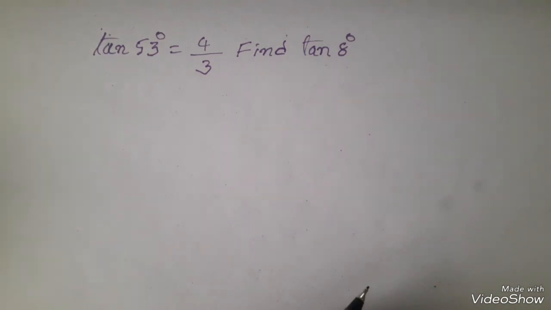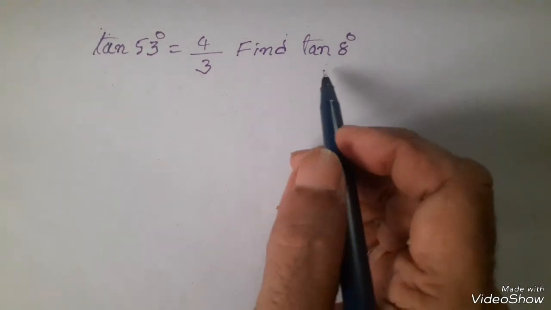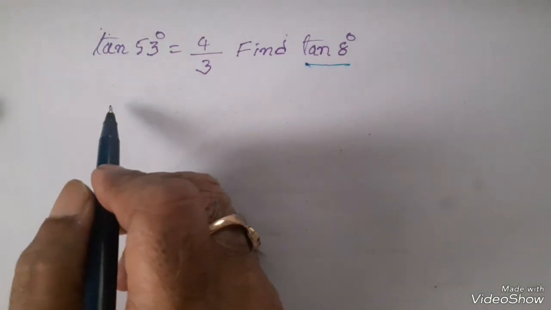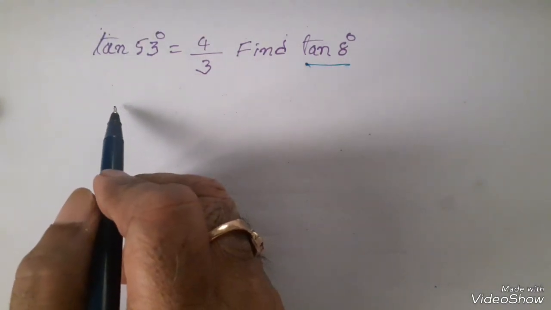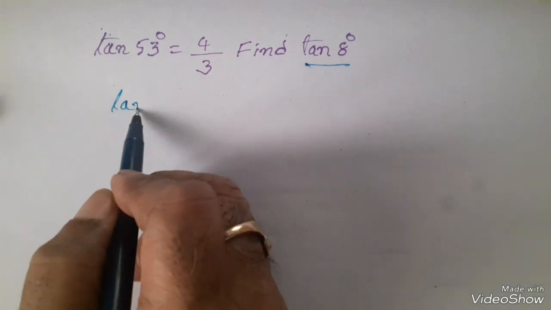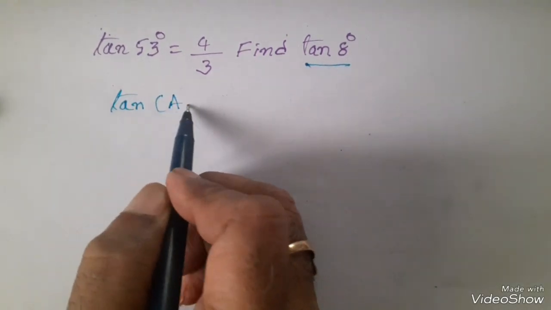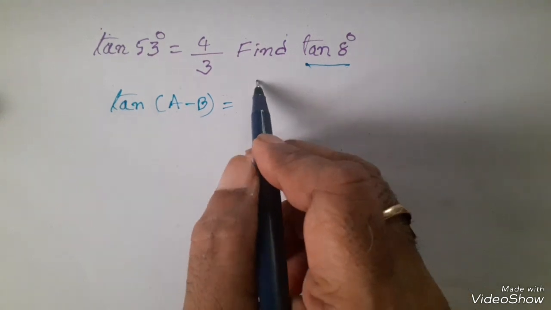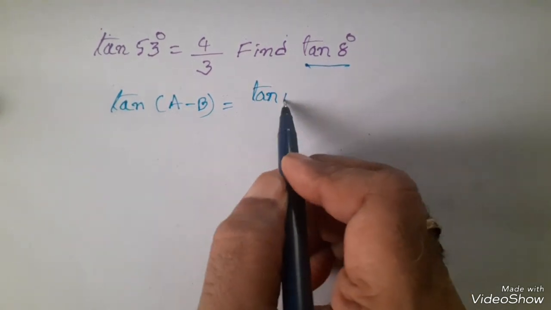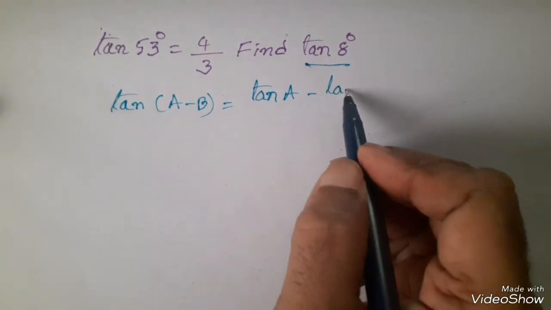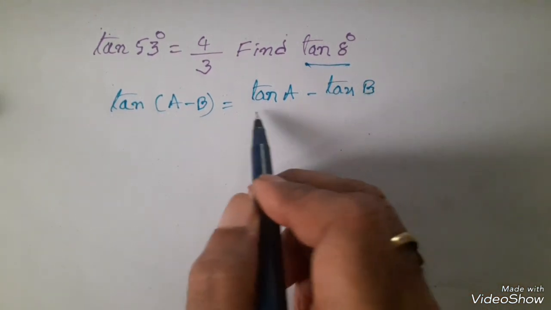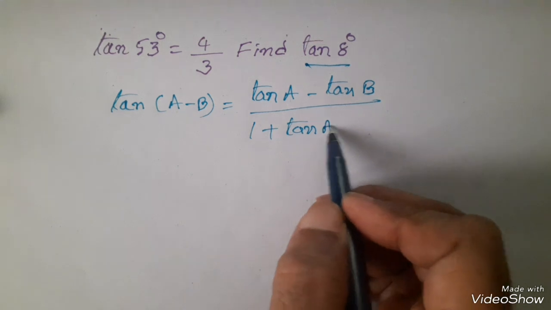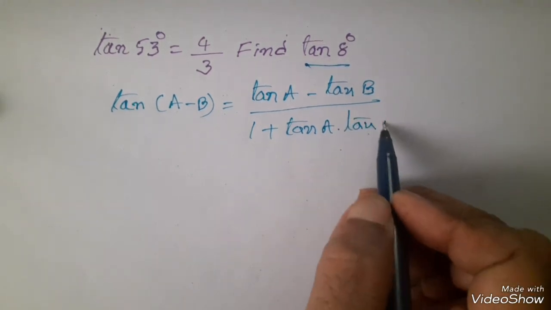Tan 53 degrees equals 4 by 3. Find tan 8 degrees. How to do this? For this, let us take one identity, that is tan(A minus B). So tan(A minus B) equals (tan A minus tan B) by (1 plus tan A into tan B).